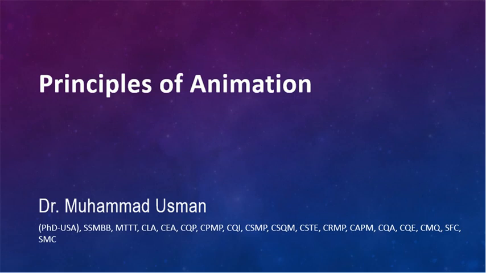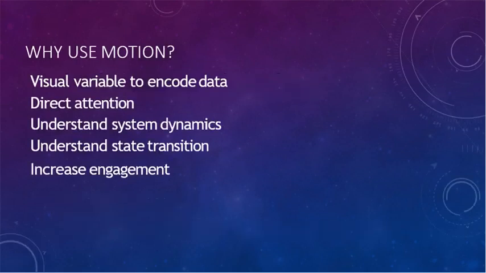So let's start talking about motion and how you can perceive any motion. First of all, why do we use motion? Motion is anything which can be used to encode any variable. Basically, it is moving one element or one variable from one location to another. It is used to direct attention and to understand system dynamics. Also, it is used for smooth transition from one movement or one place to another. So motion can increase your engagement and it is used to direct attention to your visualization.